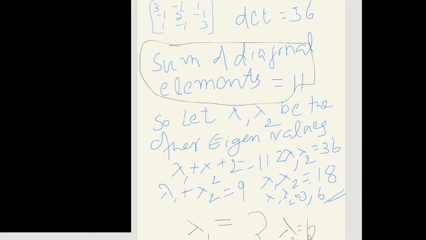So this is the general method of solving such problems. Find lambda 1 plus lambda 2 and lambda 1 lambda 2, then find two numbers whose sum is lambda 1 plus lambda 2 and whose product is lambda 1 lambda 2.